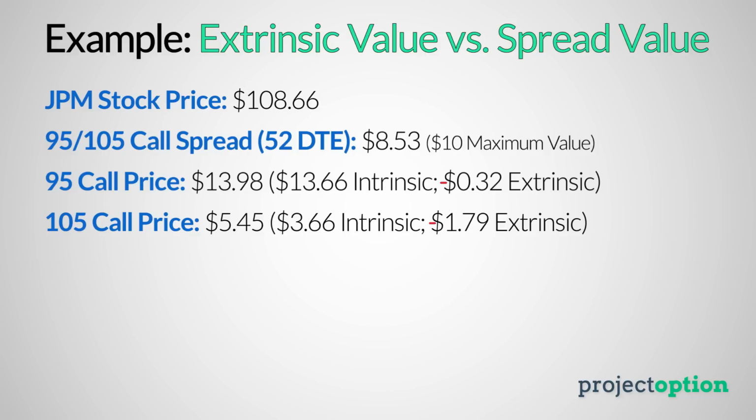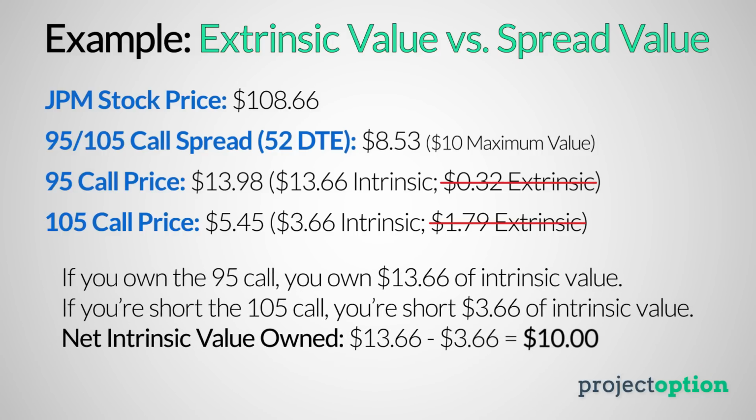If we take the extrinsic value out of both options in this spread, the spread's value would be $10, which is its maximum potential value, since the strike width is $10 in the case of the 95-105 call spread. That means that if I bought this call spread for its current price of $8.53, and the extrinsic value came out of the options, thereby increasing the spread's value to $10 since it's fully in the money, I would experience a profit of $1.47 per call spread that I purchased, which means I would have a profit of $147 for every call spread purchased when we account for the option contract multiplier of 100.